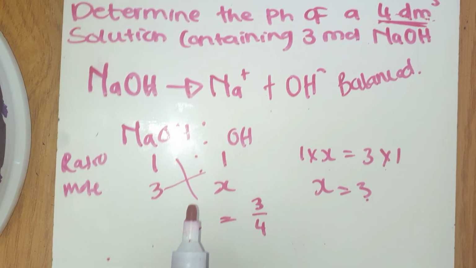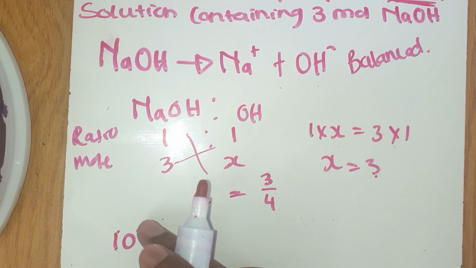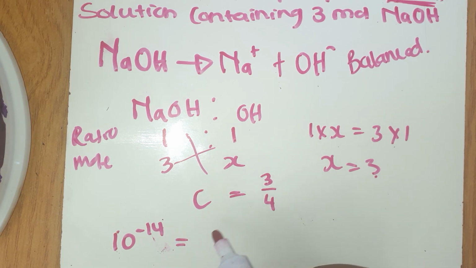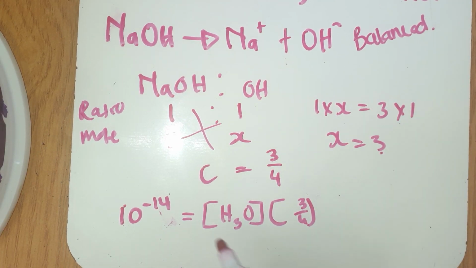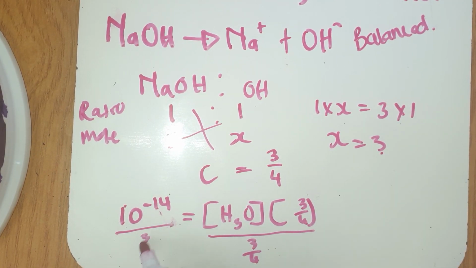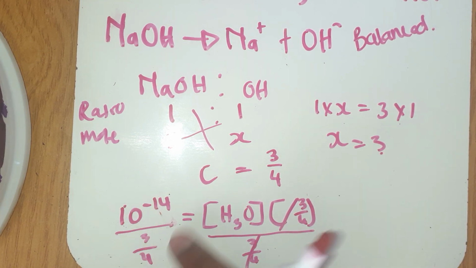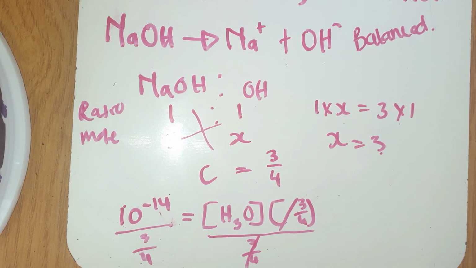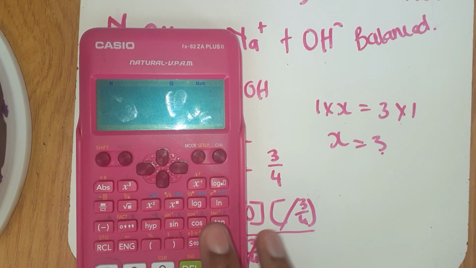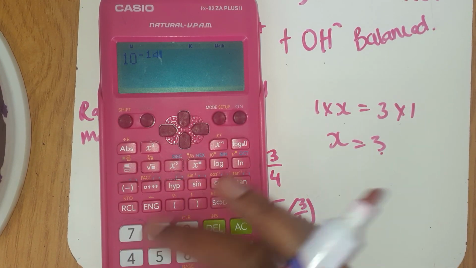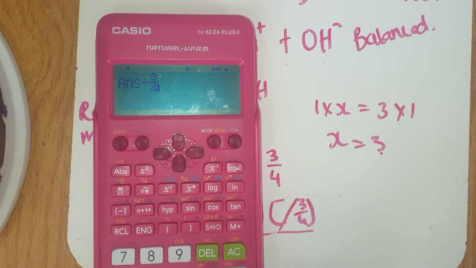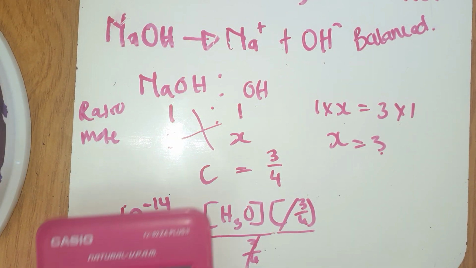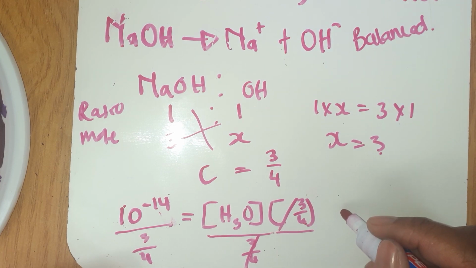It says 10 to the negative, not negative 4, it's supposed to be negative 14, equals H3O times OH. So we have OH as 3 over 4. And for us to get this, we'll divide by 3 over 4 on both sides. This will cancel that. And if we punch this into the calculator, 10 to the power of negative 14 divided by 3 over 4. Let's see, 1.33. Yes, so we'll just take it as it is.